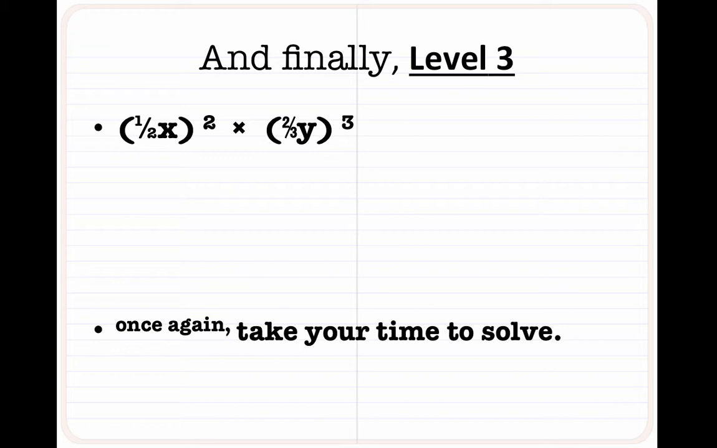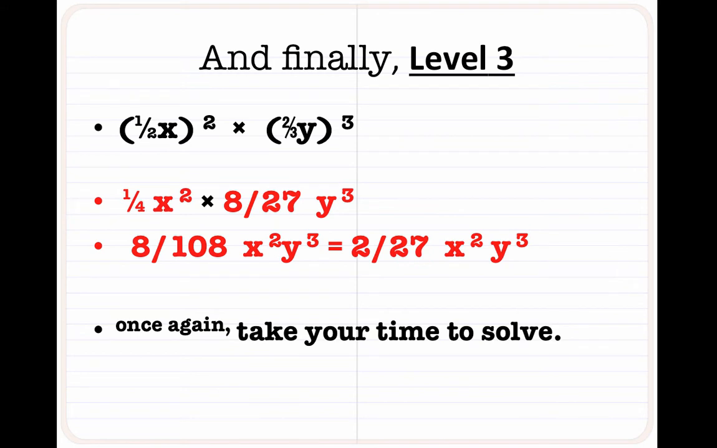Now, let's analyze the procedure. When you have a fraction in a monomial, you have to apply the power outside of the parentheses to both the numerator and denominator. So in this case, it would be 1 squared over 2 squared times 2 cubed over 3 cubed. Also, you have to put the squares on the variables. So this would equal 1/4 x squared times 8 over 27 y cubed.